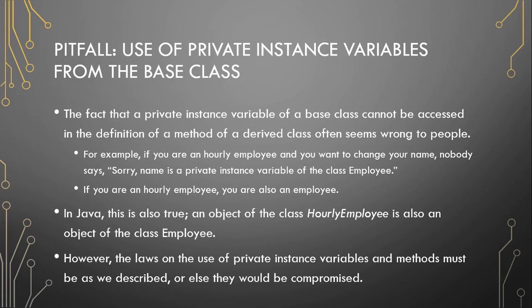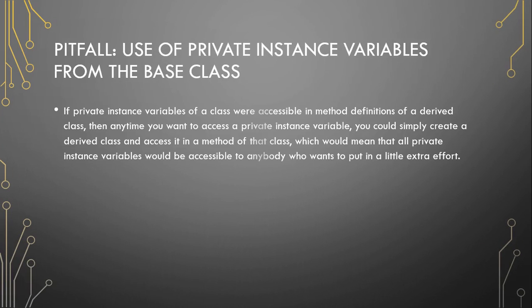However, the rules that Java uses on the use of private instance variables and methods must work as described. Otherwise, they would be compromised because they really wouldn't function in their private manner anymore. So if private instance variables of a class were accessible in the method definitions of a derived class, then any time you want to access a private instance variable, you would simply create a derived class and access it in a method of that class, which would mean that all private instance variables would be accessible to anybody who wants to put in a little bit of extra effort.